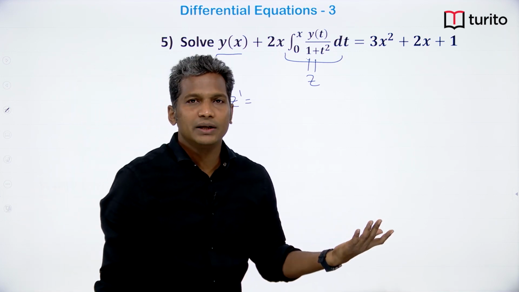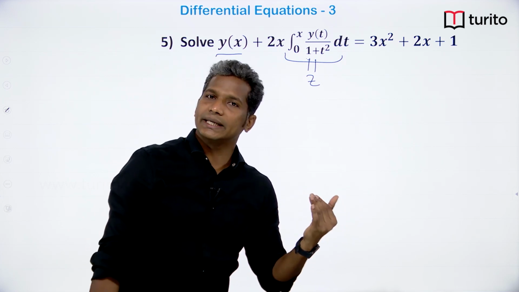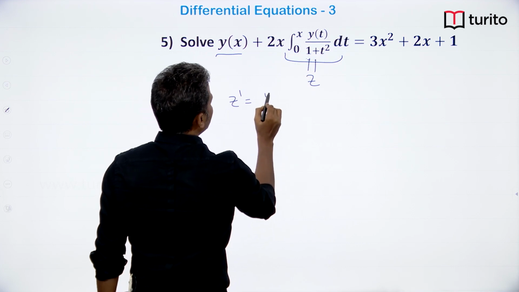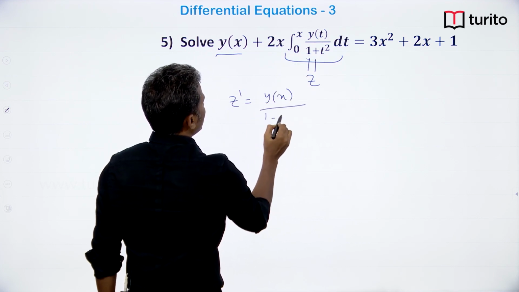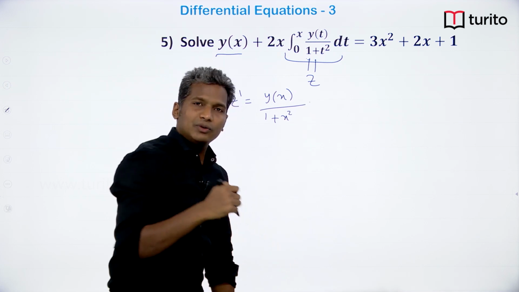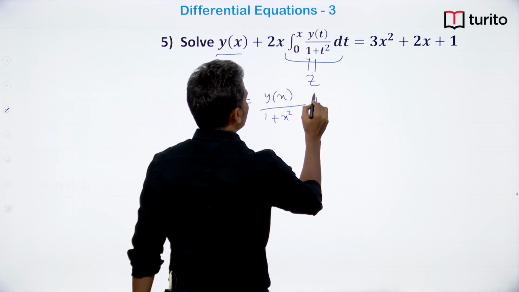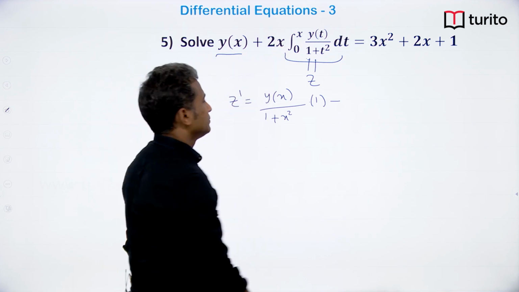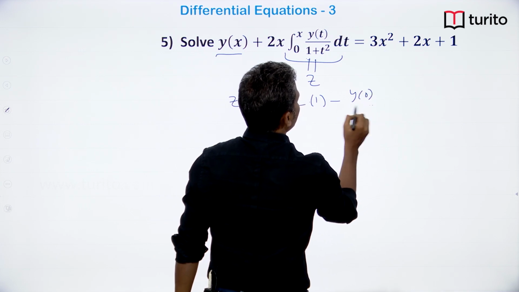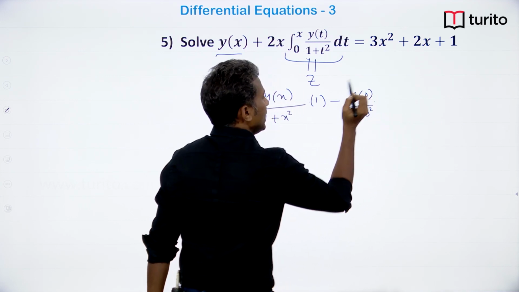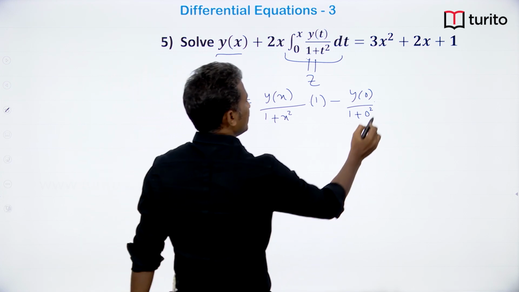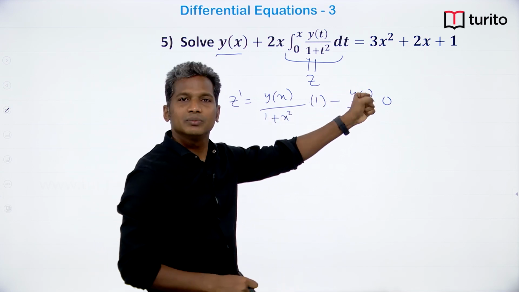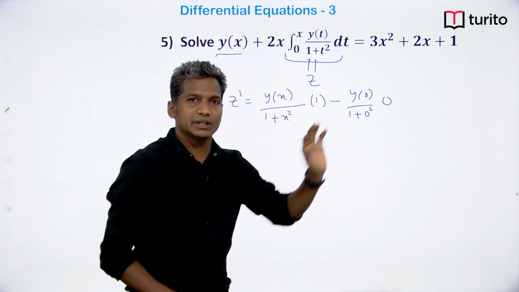For this we have to apply the Newton-Leibniz theorem of differentiating integrals. So, how do we differentiate here? First put the upper limit, which is y of x by 1 plus x square, into the derivative of the upper limit, which is 1, minus we put the lower limit, which is y of 0 by 1 plus 0 square, into the derivative of the lower limit, which is 0. Because the lower limit is constant, this term is 0 whenever the lower limit is constant.